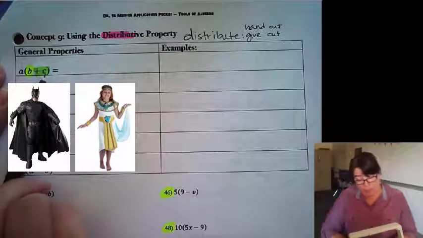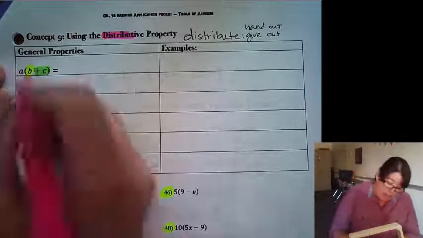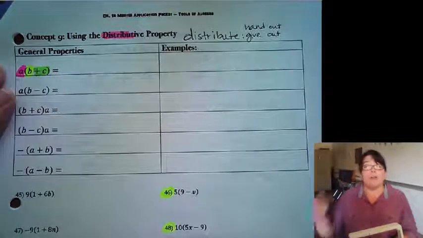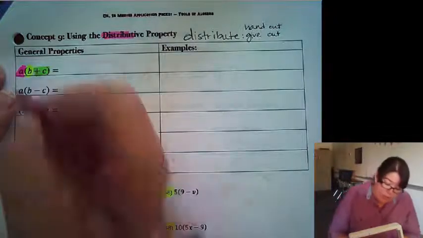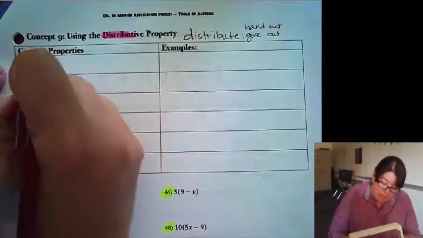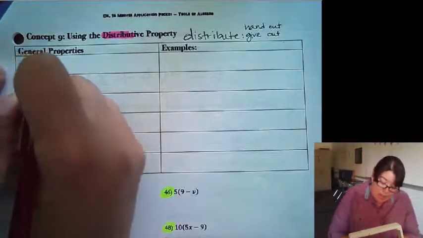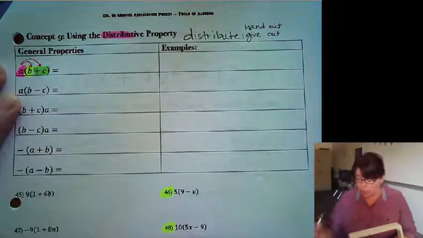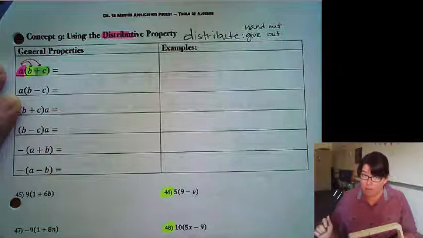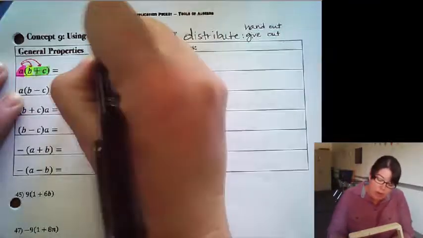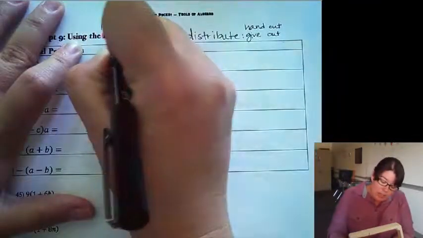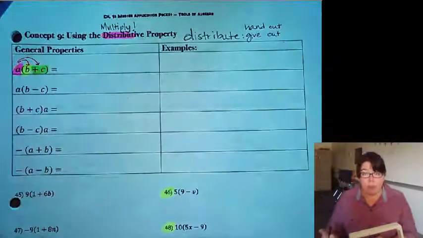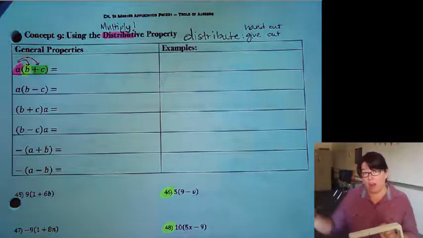So Batman and Cleopatra go trick-or-treating, and they come to house A, the very first house they come to. The person in house A is going to distribute candy to Batman and to Cleopatra, okay? And in math, when we distribute, we are going to multiply, okay? So up here, I want you to write multiply, all right? The distributive property means we are going to go to every part and we're going to multiply it.